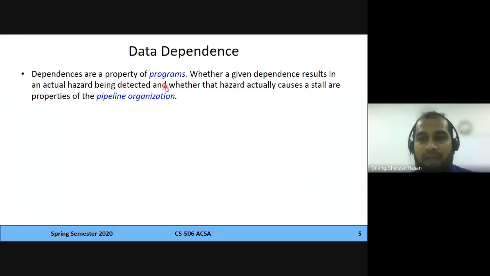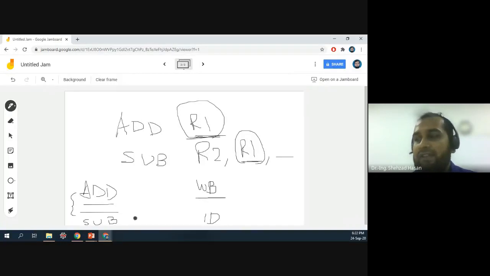So this is an example of a dependency, but whether or not it's going to actually create a hazard being detected depends on the pipeline organization. Now, if we have a pipeline organization with forwarding, what you can do is pass on the result directly from the unit that is producing the result to the unit that is needing it.